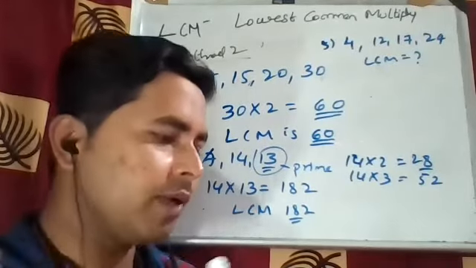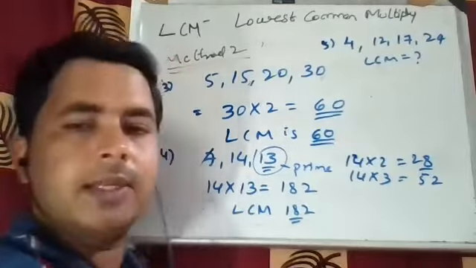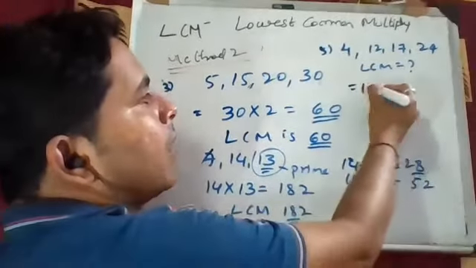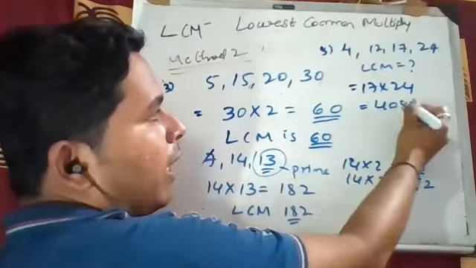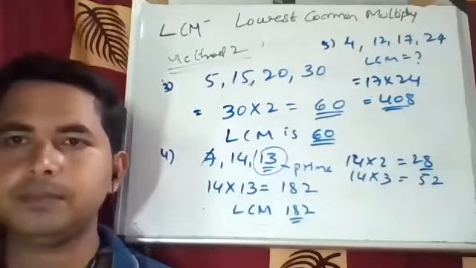So what is the answer now? Directly you can say प्राइम नंबर आ गया इधर. So आपको क्या करना है, प्राइम नंबर से मल्टीप्लाई करना है. So आपका आंसर क्या आ गया इधर, 408. So this is your answer.